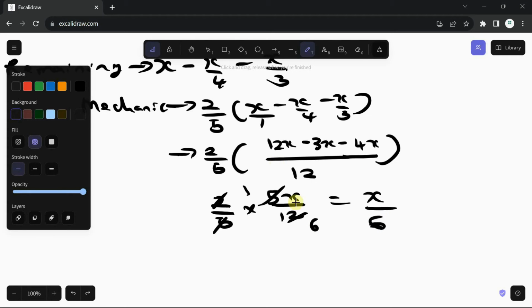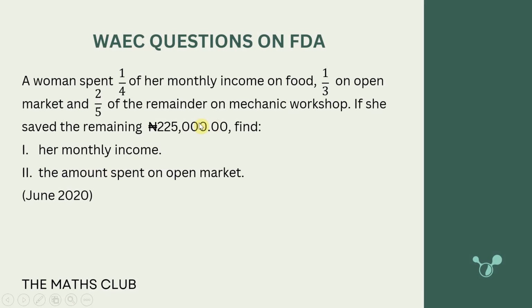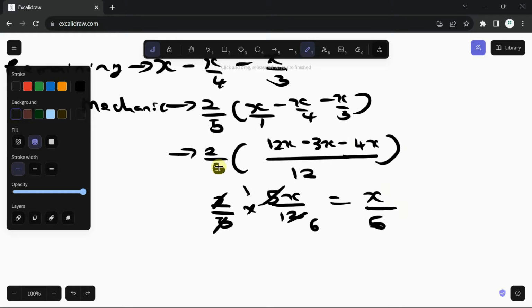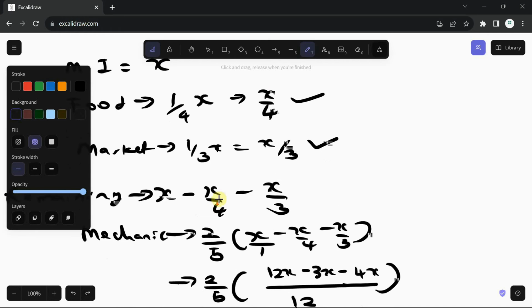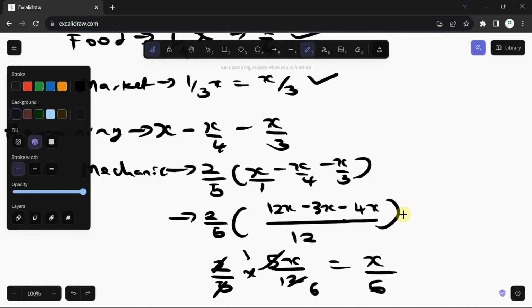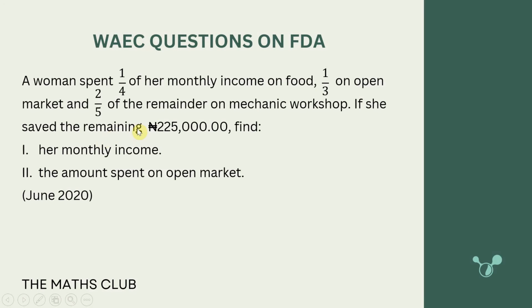Right, or 1/6 of her income. She now said we should find, if she saved the remaining 225,000, her monthly income. So after she spent all of these, the x over 4, the x over 3, the x over 6, she still had the remainder of 225,000, which she saved. Let's also find her monthly income.